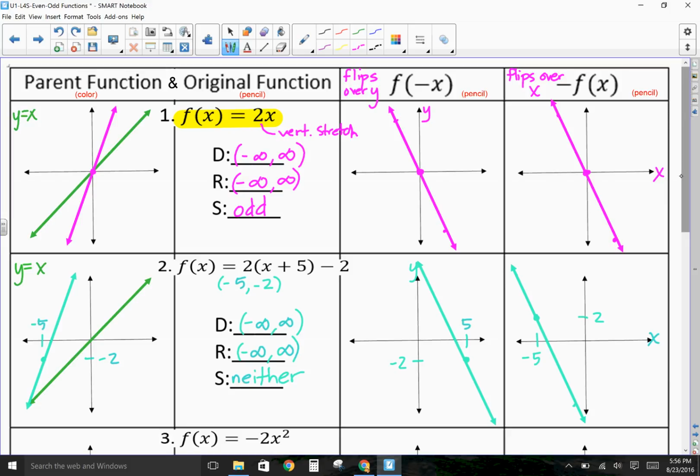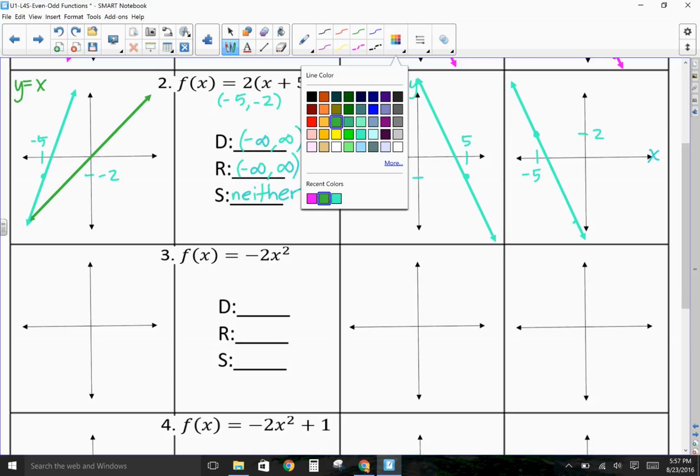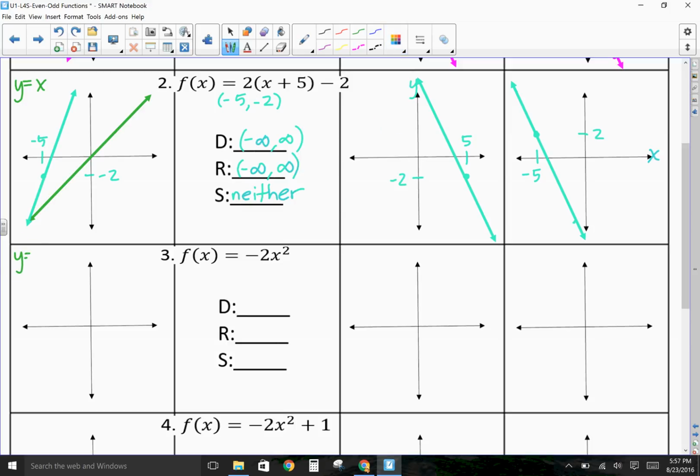Okay, number 3. All right, so this one's a little different. Our parent function, looking at it, it has a 2 on it. So that means our parent function is the quadratic, which is y equals x squared. We have that key point that you want to know about, which is (0, 0). And it's a sketch, so that's what we got.